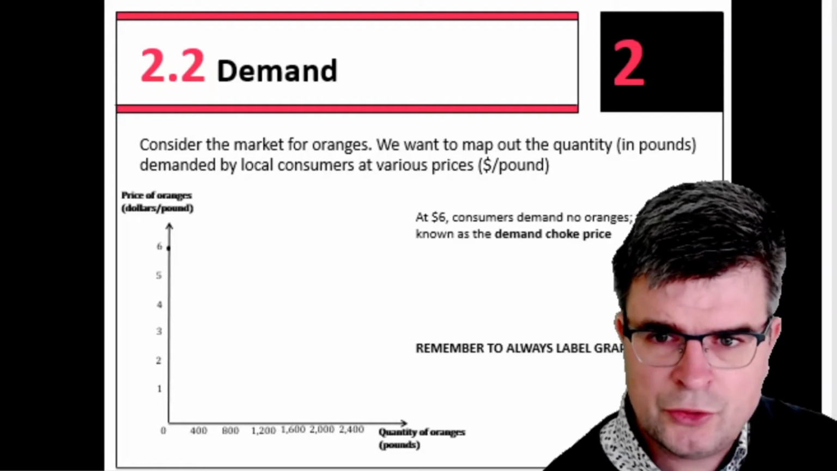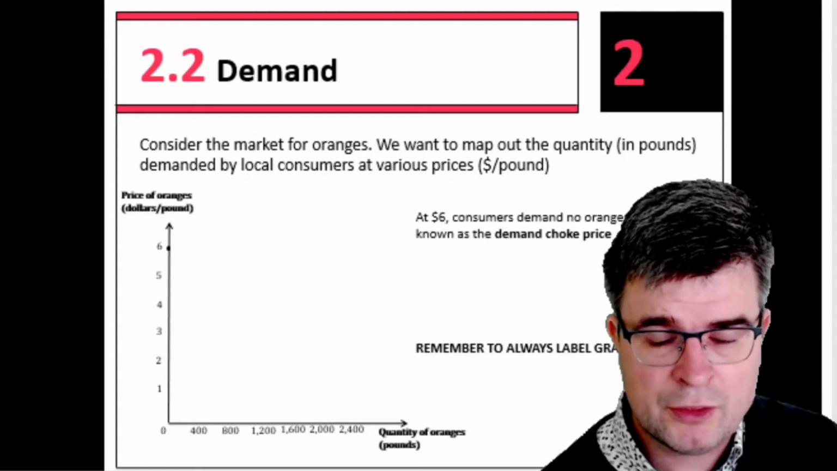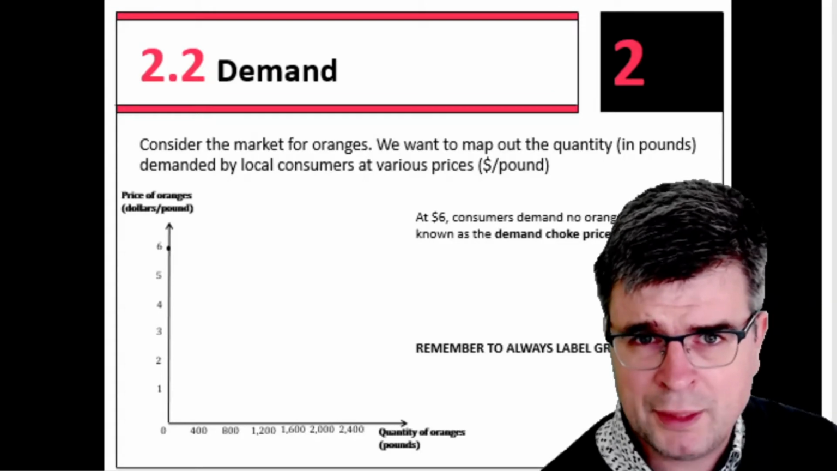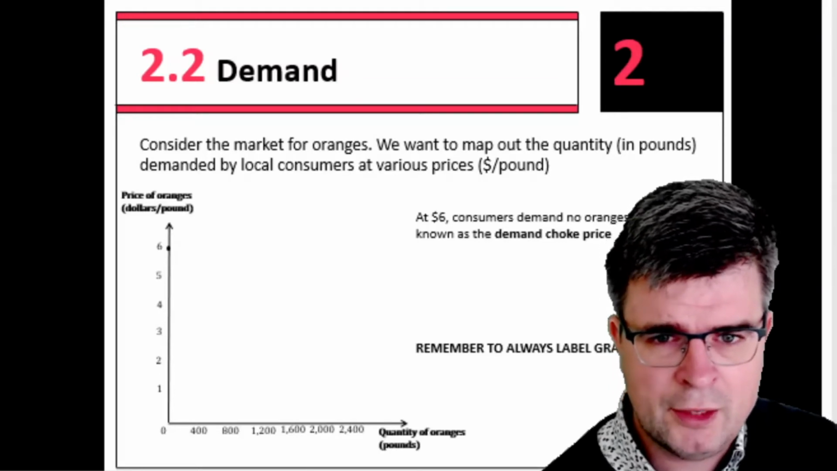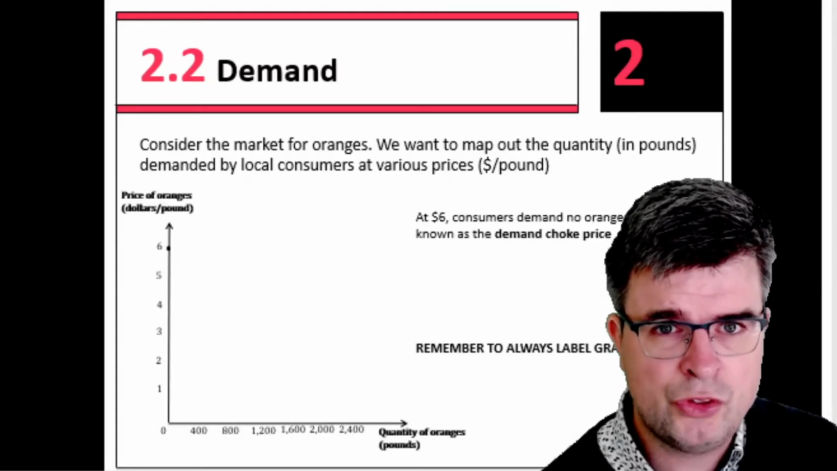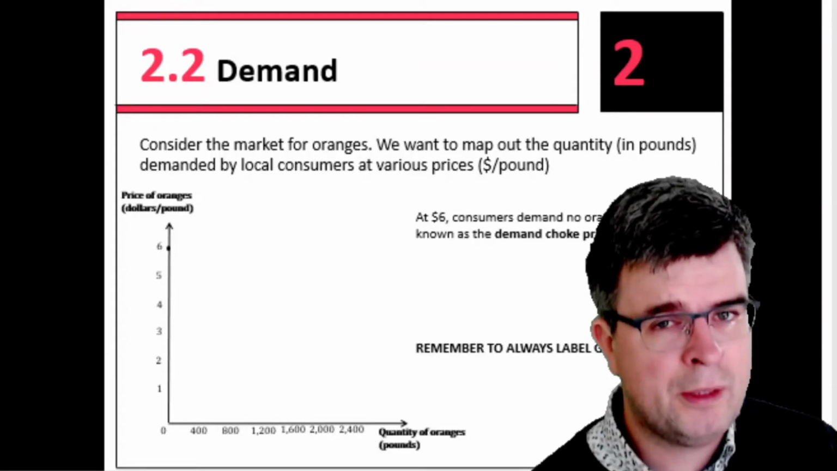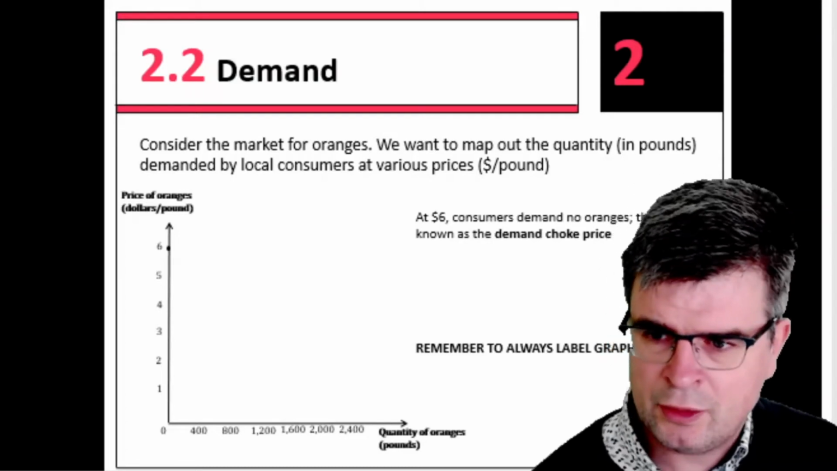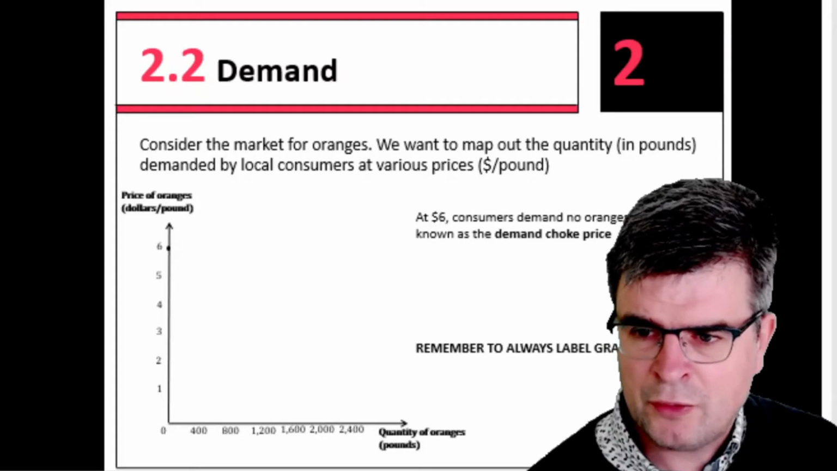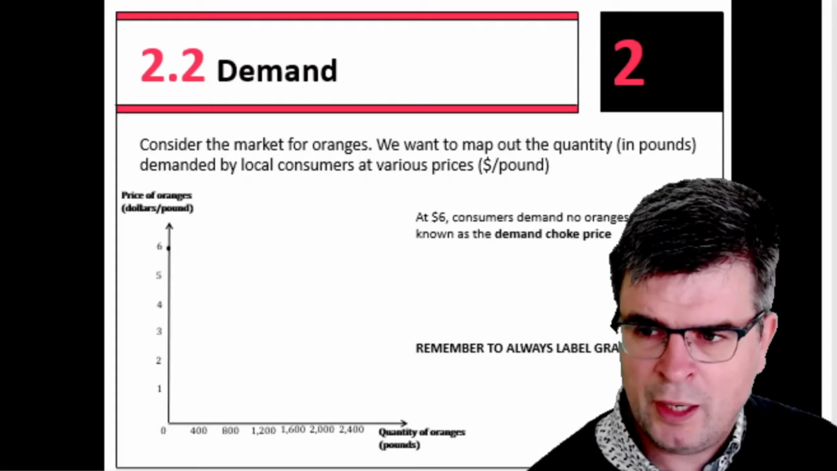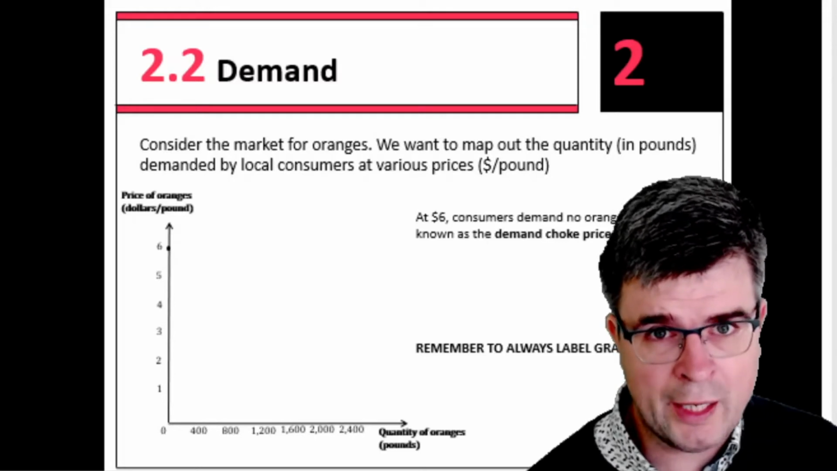So first assume that the price of oranges is $6 a pound. Well, that's an incredibly high price and no consumer is willing to buy oranges at that price. And this is then called the demand choke price. It's the price that kills all the demand for the good. And it's always the point where in our little graph the quantity is 0 and 6 is the price, so it's the intersection with the y-axis.